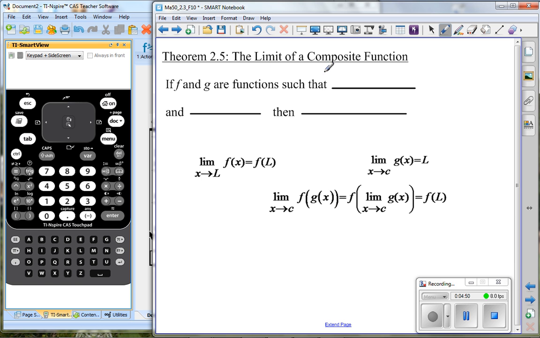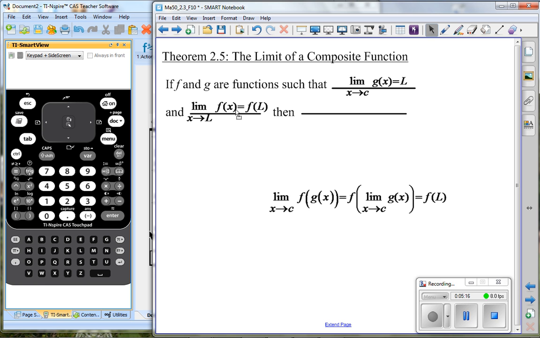Theorem 2.5, the limit of a composite function. We know that a composite function is a function within a function. So let's do another matching here. If f and g are functions such that the limit of g of x as x approaches c is L, and the limit of f of x as x approaches L. Now I'm going to move that so you can see. There we go.